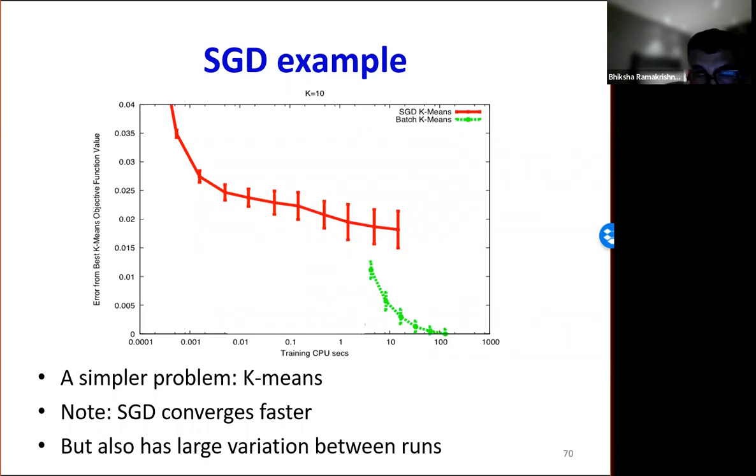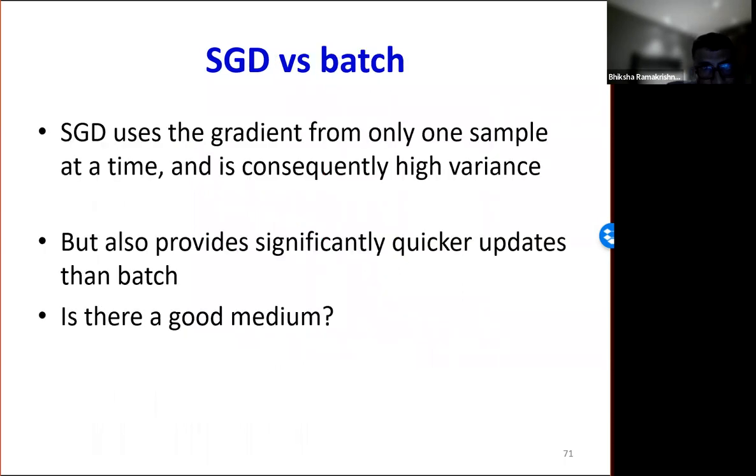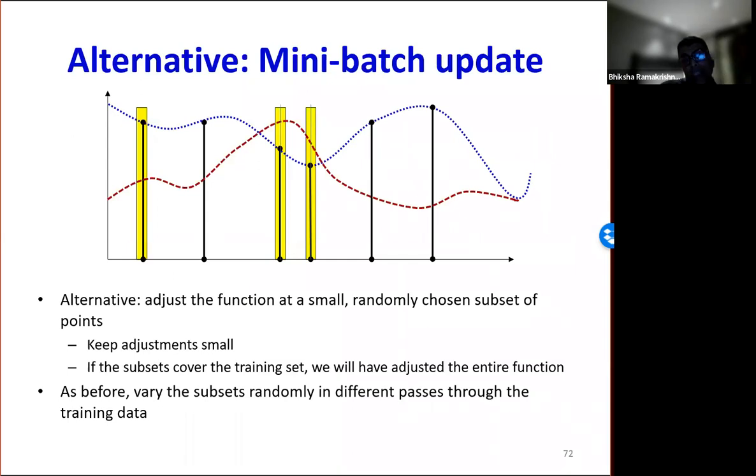So can one come up with some kind of a compromise? Can you suggest a compromise? So Kevin is kind of right. SGD uses the gradient from only one sample, so it's high variance, but also provides significantly quicker updates. What is the median? Here's what I can do.